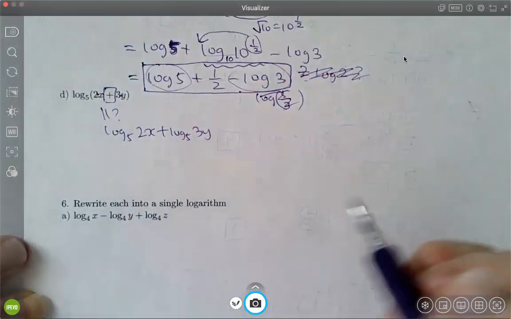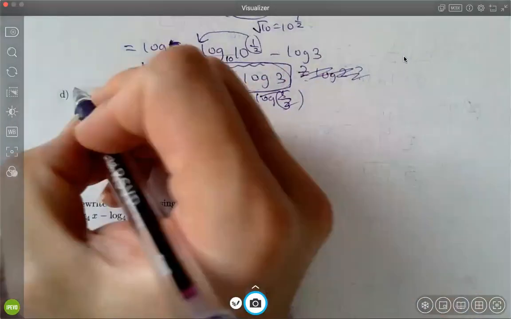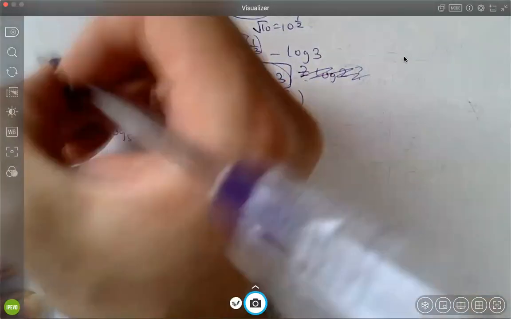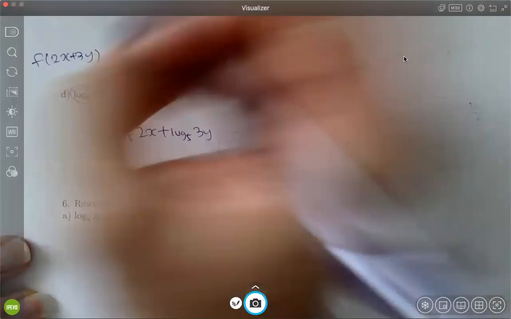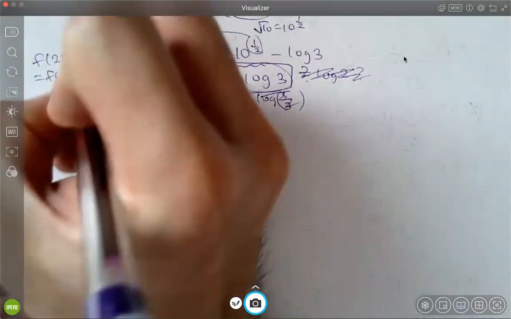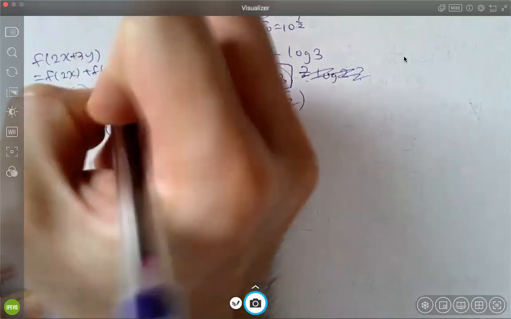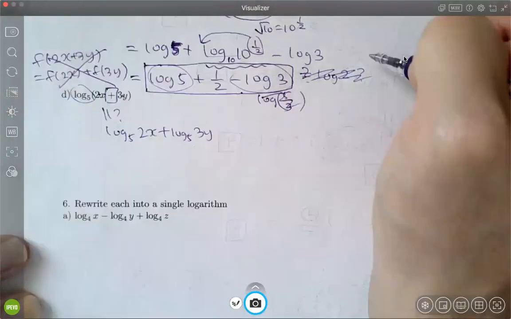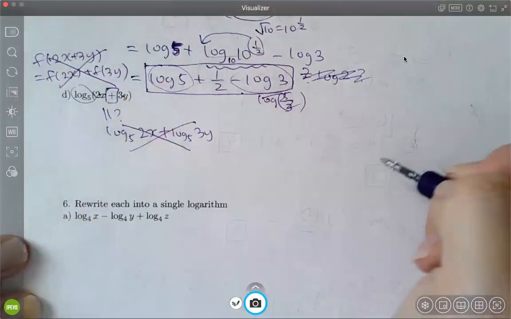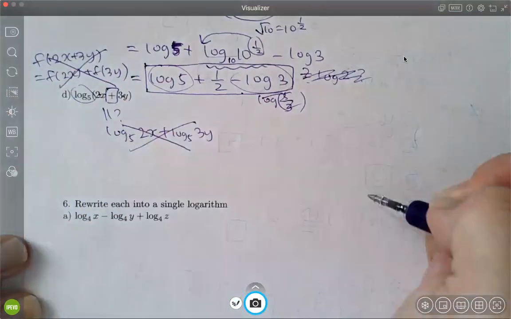No, because log 5, remember, that's not a number. It's like a function, right? So think about f of 2x plus 3y. Does this mean f of 2x plus f of 3y? No, right? That's false. So what does that mean? This is false as well. So what's the answer?